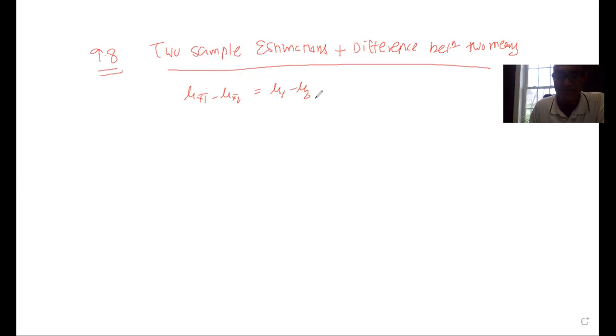And we have this sigma of x1 bar minus x2 bar, that is equal to the square root of sigma 1 square over n1 plus sigma 2 square over n2. You know this thing from my previous case: z equal to x bar minus nu divided by sigma over square root of n. That is my central limit theorem.